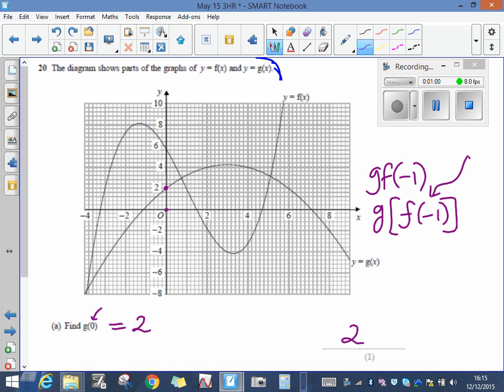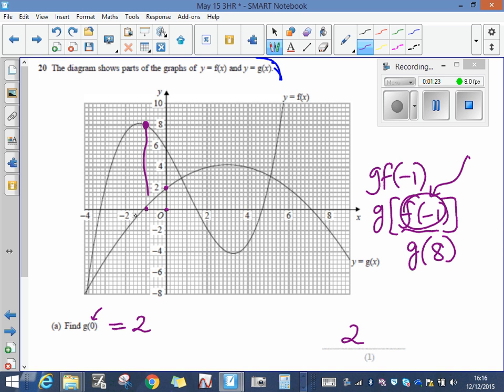So let's look at the f graph this time, and we are trying to find f of minus 1. So the x value is minus 1, which is here. The y value, which is going to give us this f of minus 1, is found by going up to this point here. So we can see that f of minus 1 is actually 8. So instead of f of minus 1, I can write 8. So our job now is to find g of 8.